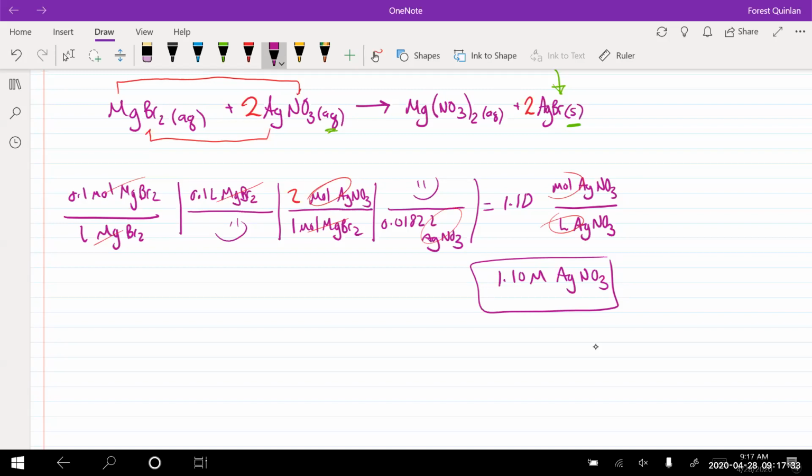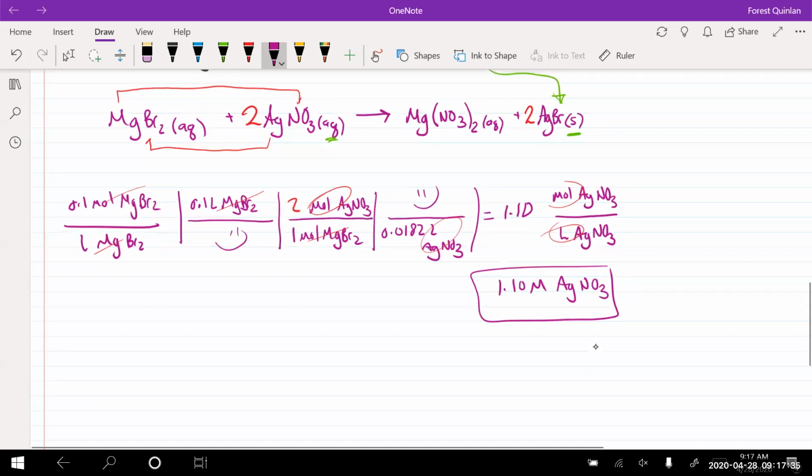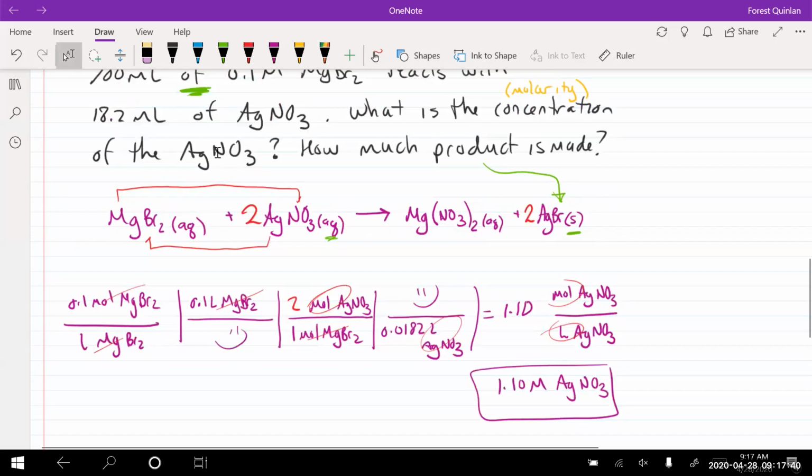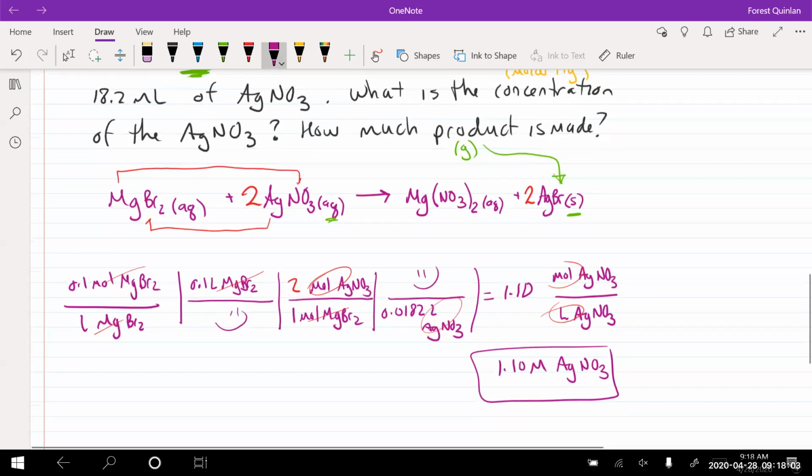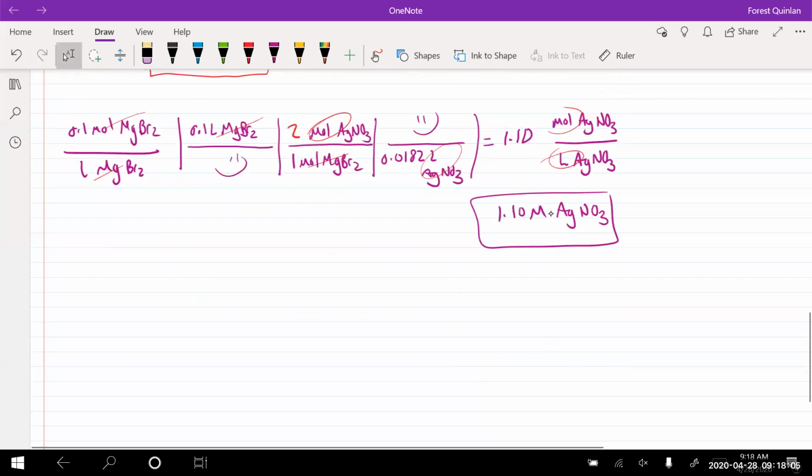Okay, so we have done one of these problems right now. We've already figured out the concentration of our silver nitrate. Now we're going to figure out how much of the product is made. Now, hopefully you guys see that since this is a solid, we're looking for a mass. All right, so when we look at that and we see that solid, that means we're looking for the grams. That's the thing we made. So again, just like every other problem, we're looking for the grams of AgBr.